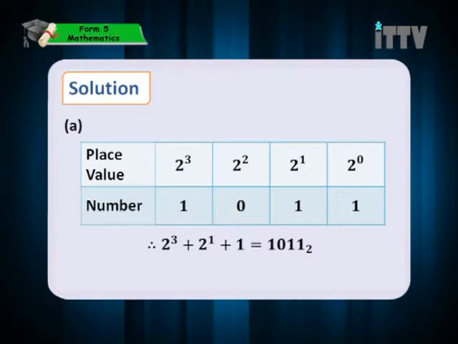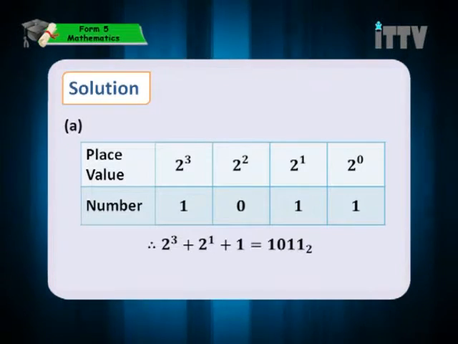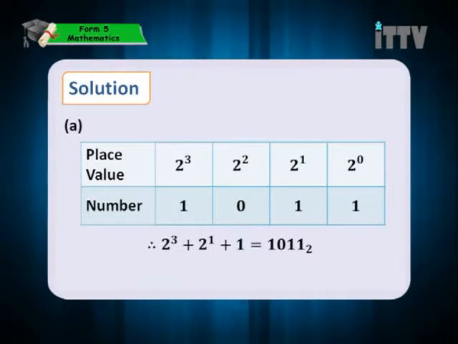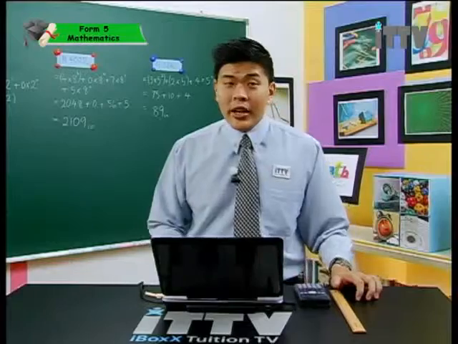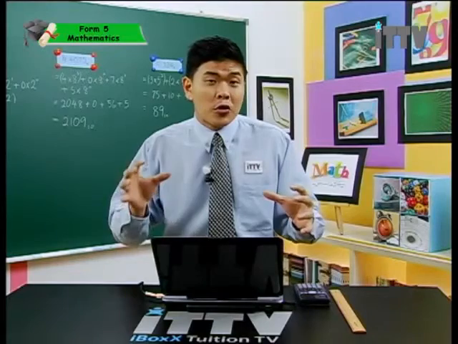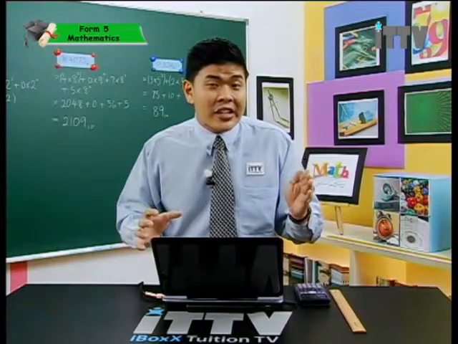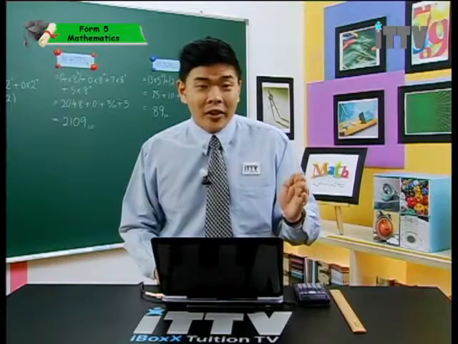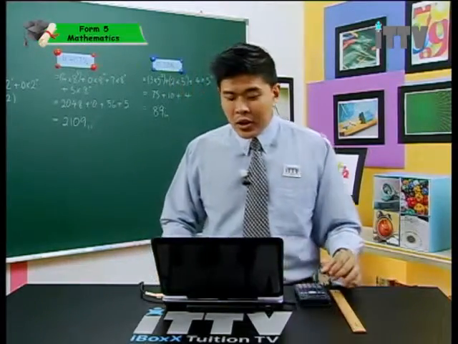So therefore, 2 to the power of 3 plus 2 to the power of 1 plus 1 is equal to 1011 in base 2. Once a number is in expanded notation and you want to convert it to base 2, remember, just look at the digit in front of the place value, and then write them down together. What about B?